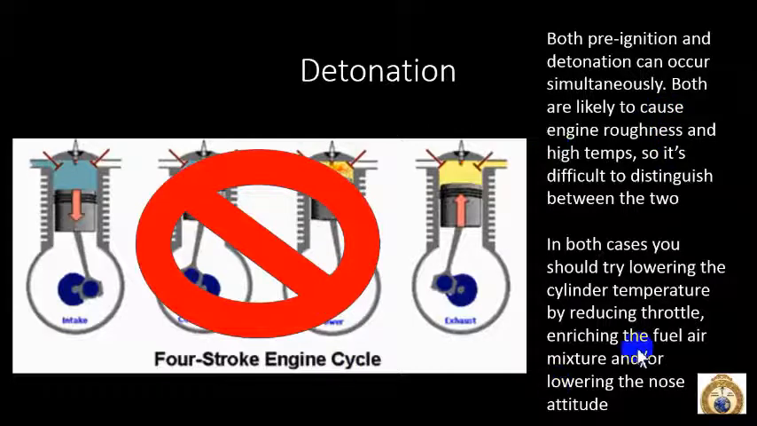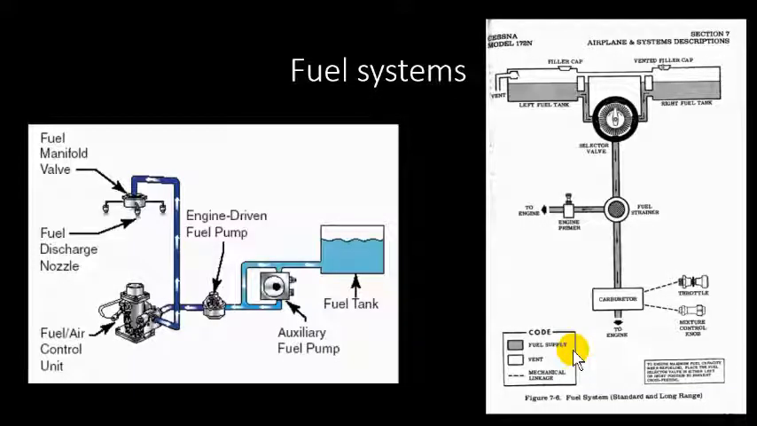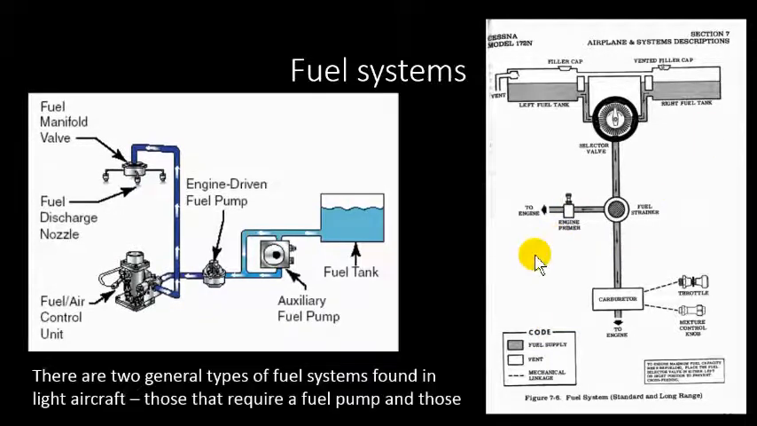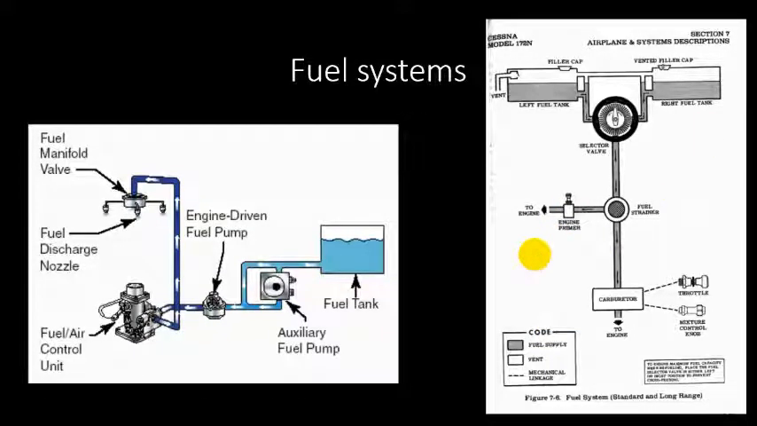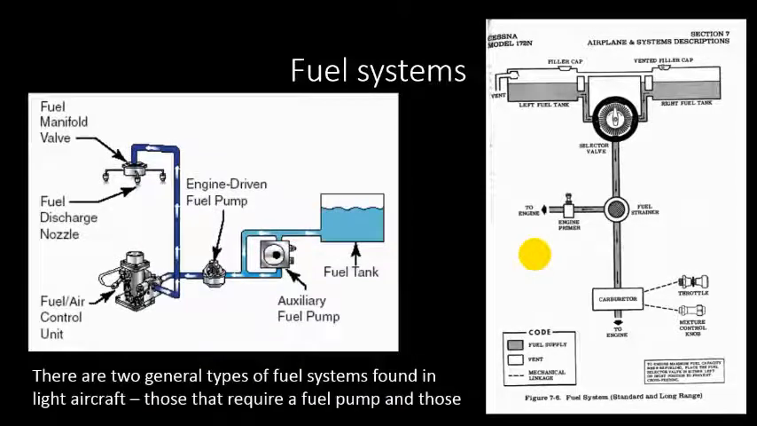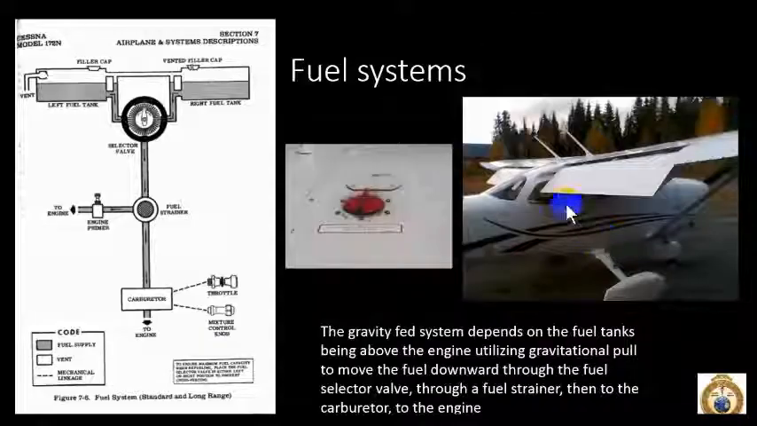But in both cases, you want to try to lower the cylinder temperature. Like I said, reduce the throttle. You can also enrich the fuel air mixture and lower the nose attitude. Now we get into fuel systems. Typically, there are two types: those that require a pump and those that are gravity fed. Here we have one fuel system that requires a pump. Here we have one that's gravity fed. We'll talk about the gravity fed one.